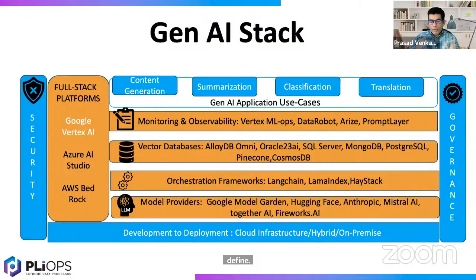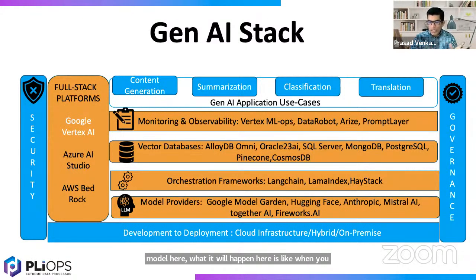When you are in a cloud infrastructure, already leveraging some cloud, more often than not you end up adopting a model from that particular cloud. For example, if you have your existing data and everything sitting in Google Cloud, more often than not you'll pick up Google Vertex AI for utilizing the model. And the same thing applies for Azure and AWS.